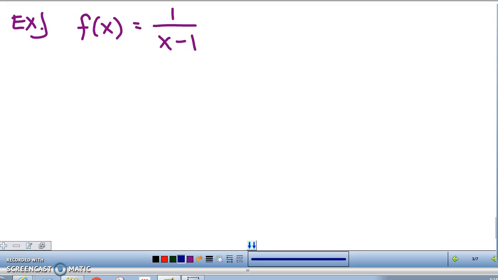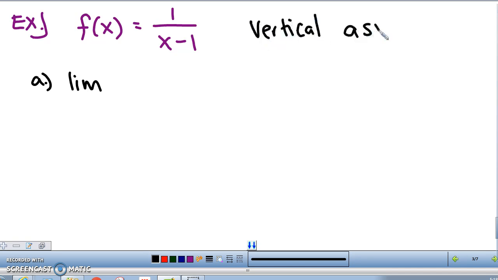Let's look at that one. So same thing. Let's check. Well, I know I have a vertical asymptote at x equals 1, because when x is 1, we get the denominator of 0. Okay?